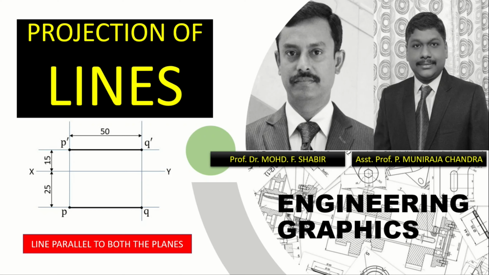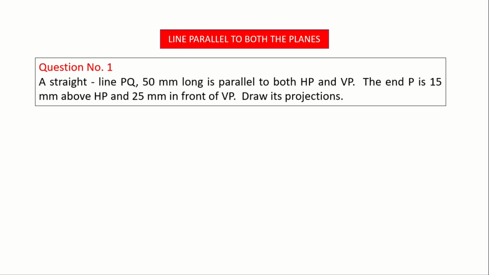I welcome you all. The topic discussed is projection of lines when the line is parallel to both the planes. The question given is: a straight line PQ 50 mm long is parallel to both HP and VP. The end P is 15 mm above HP and 25 mm in front of VP. Draw its projections. So, it is clear that the line is parallel to both HP and VP.